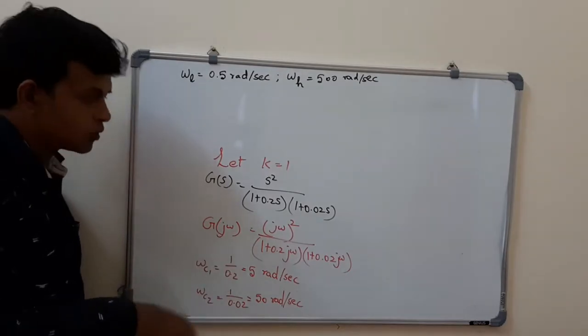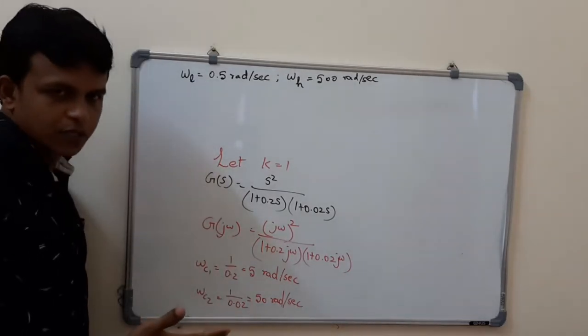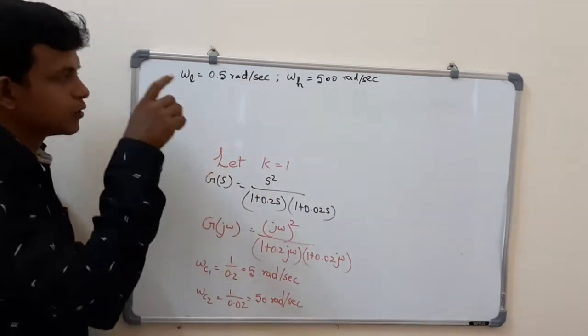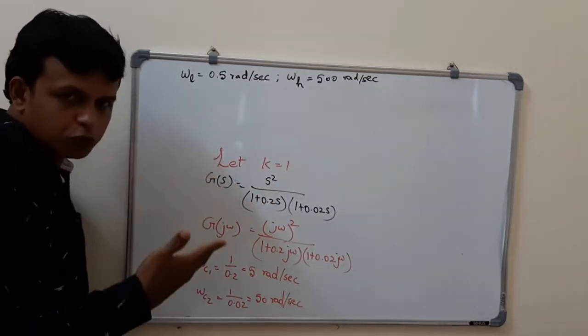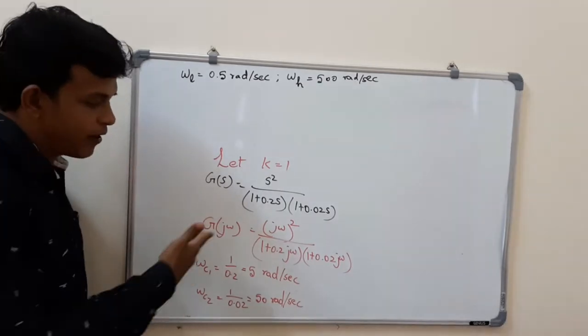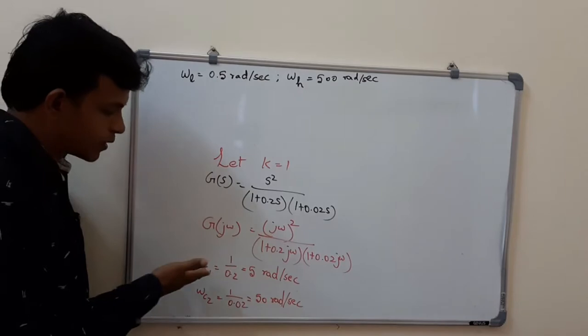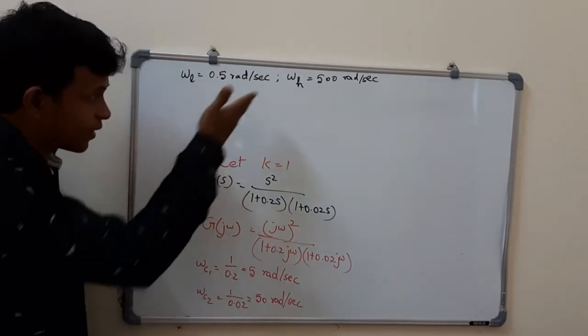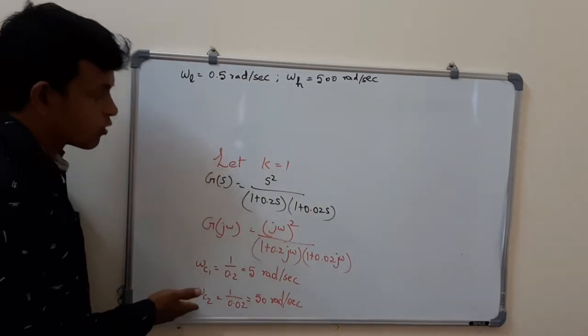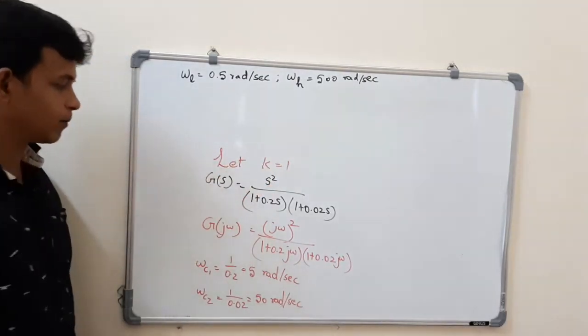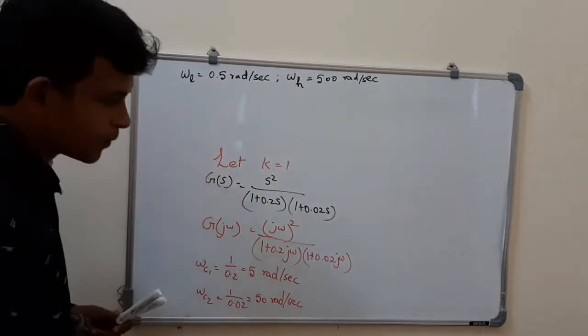Because we have to choose these frequencies omega L and omega H by ourselves, in order to choose any lower or higher frequency, we can assume in this manner. If it is 10 times lower than the lowest corner frequency, or if the highest frequency is greater than the highest corner frequency by 10 times, it will be very easy for us to plot the slope in the Bode plot. Okay, so this is regarding this thing.